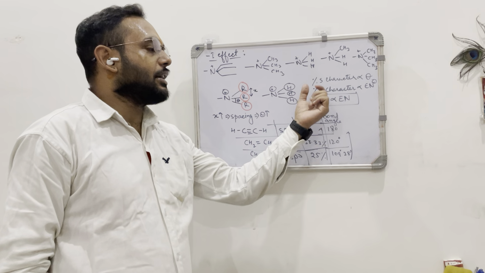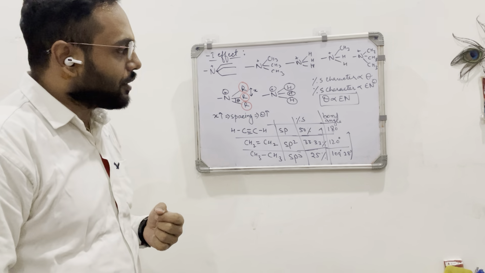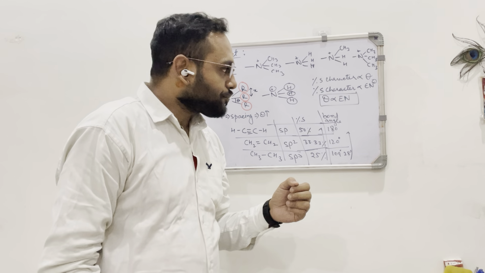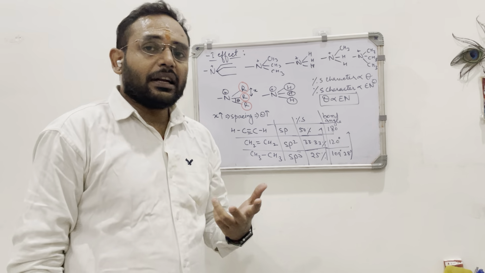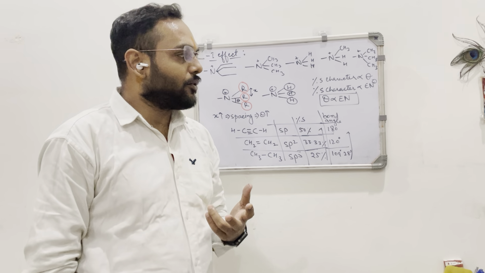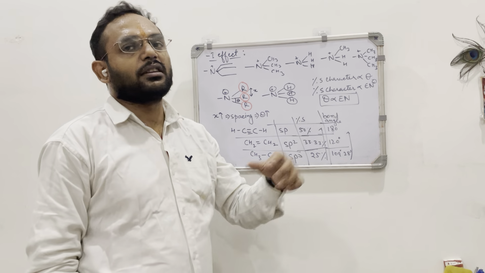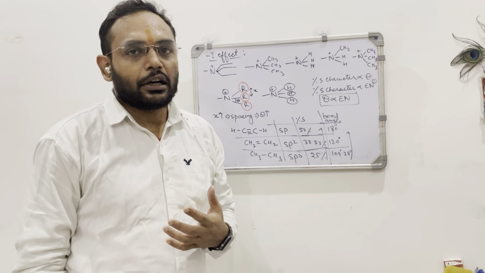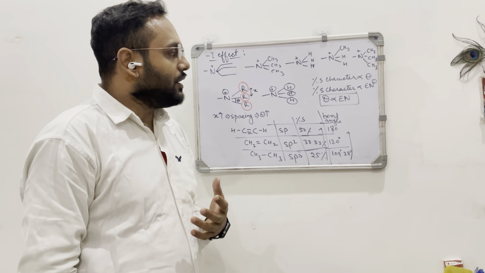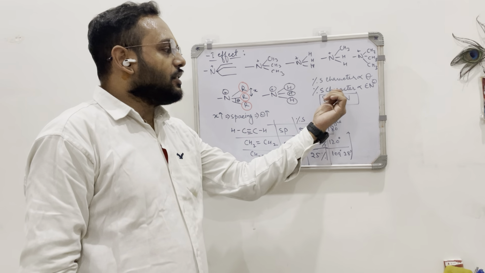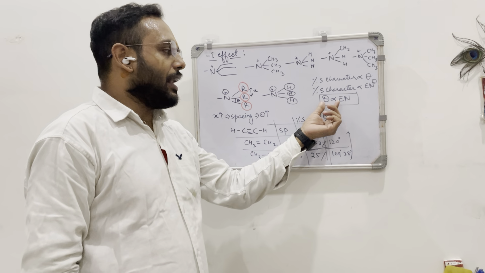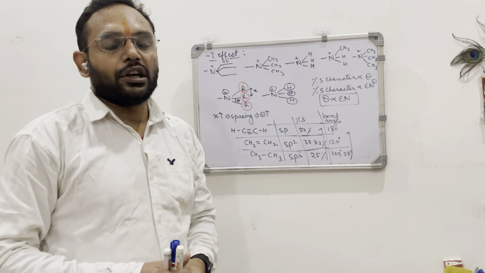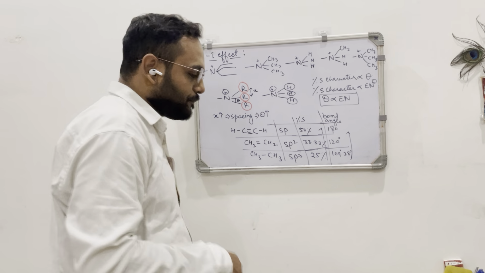So I can say percent S character is directly proportional to bond angle. And the third case, and one more thing that I know from chemical bonding is that percent S character is directly proportional to electronegativity of the central atom. So combining these two, I can say that bond angle is directly proportional to electronegativity of the central atom.